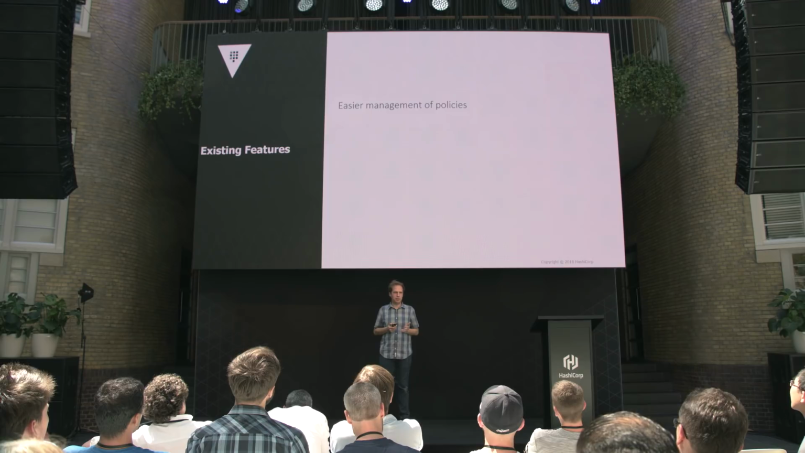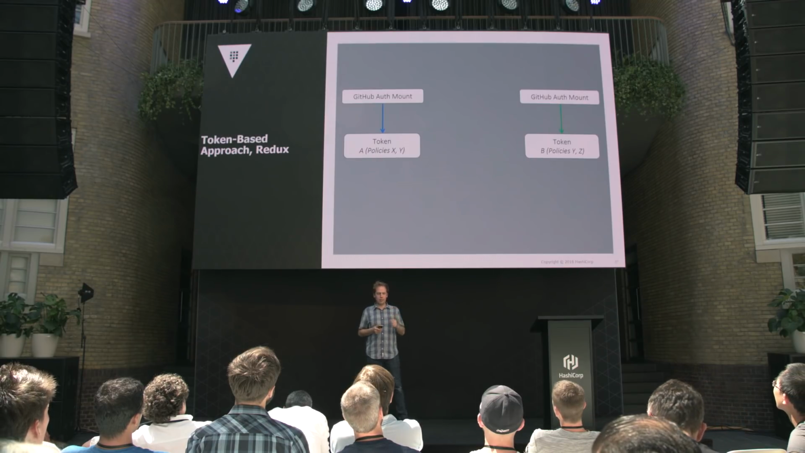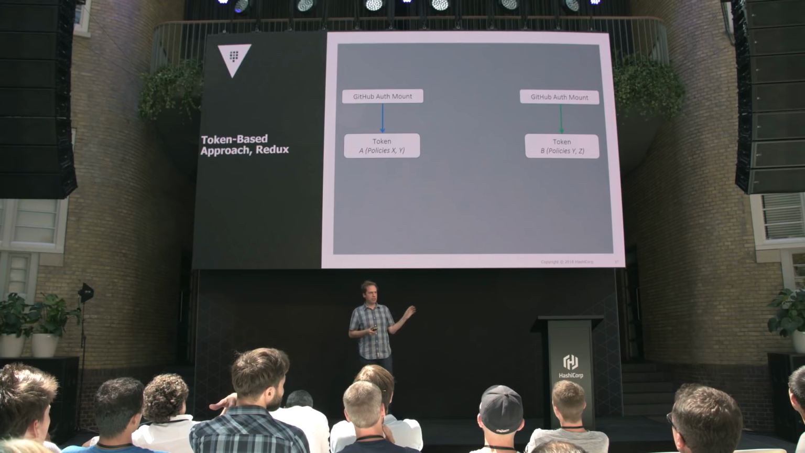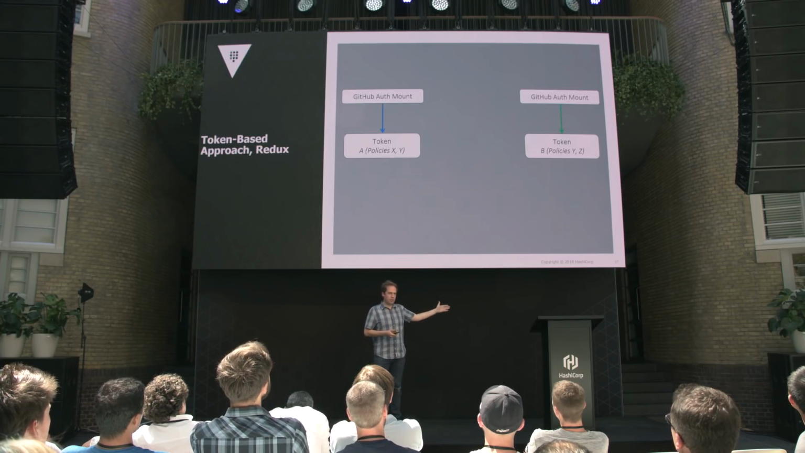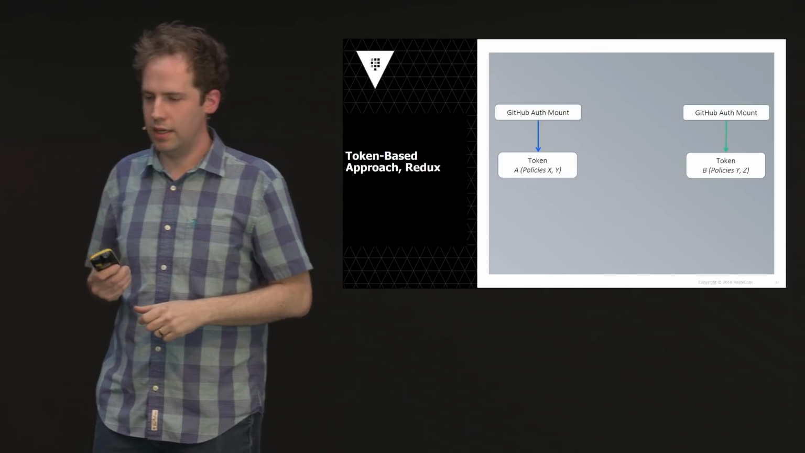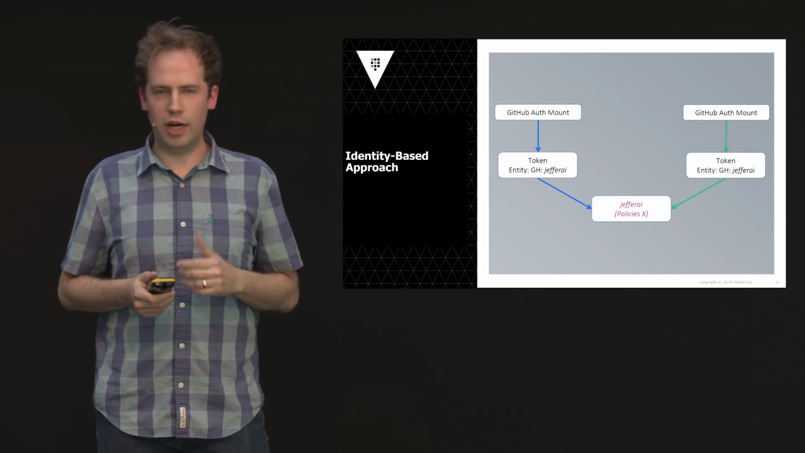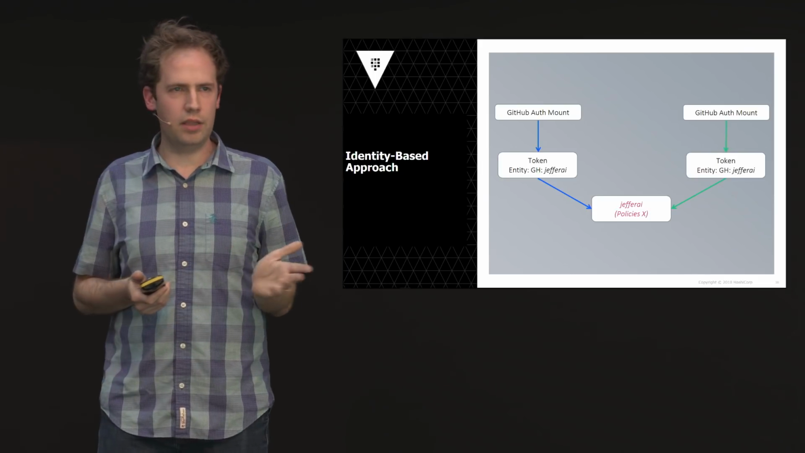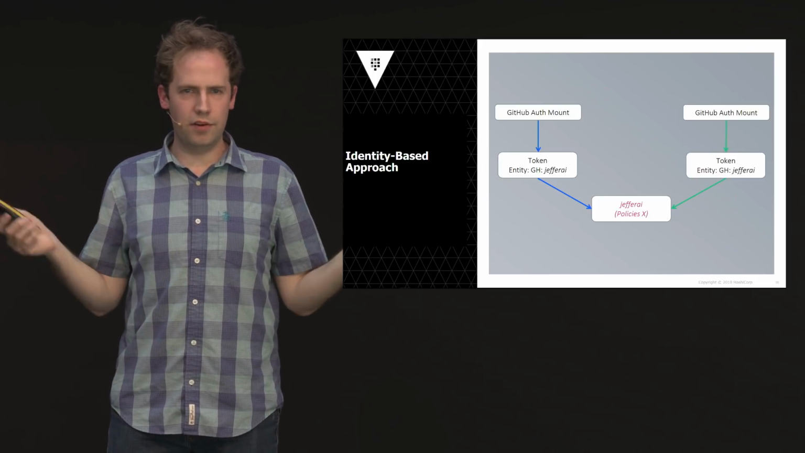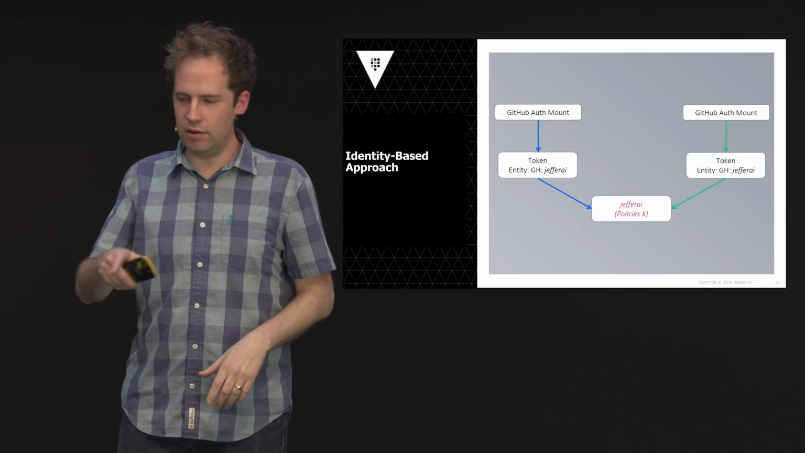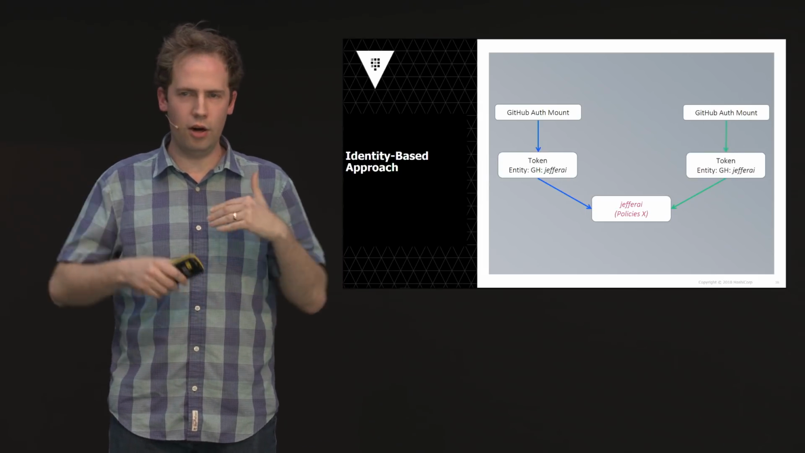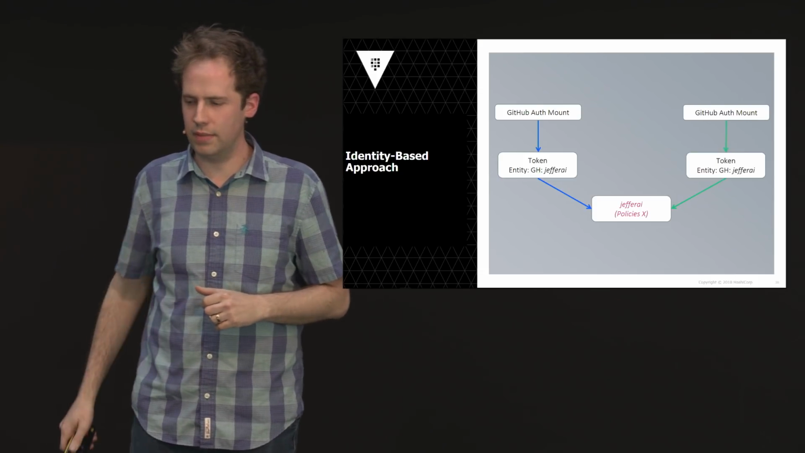So, easier management of policies. This goes back to the approach from the beginning, where I have token A with policies X and Y coming from one mount, token B with policies Y and Z coming from the other. And now we can go to this approach where you don't even configure policies on the auth backend. You just say, okay, from there it's Jeffrey, and in Jeffrey's entity inside Vault we'll assign policy X directly. He always gets policy X whenever he logs in, and then.